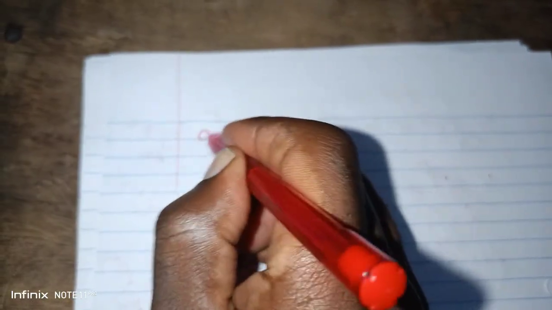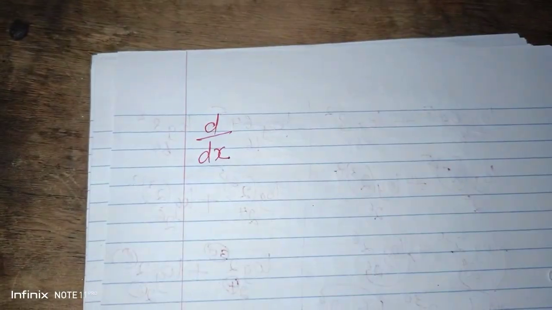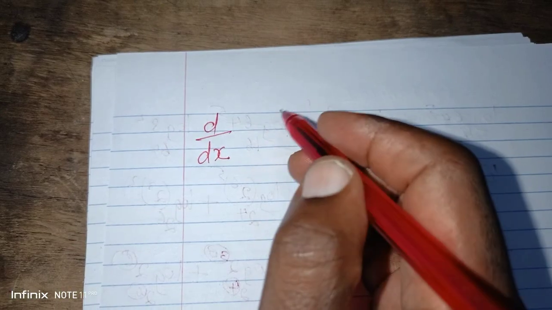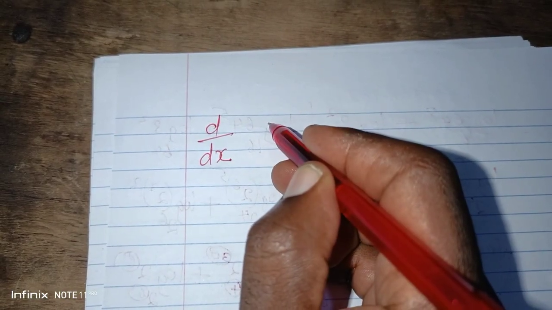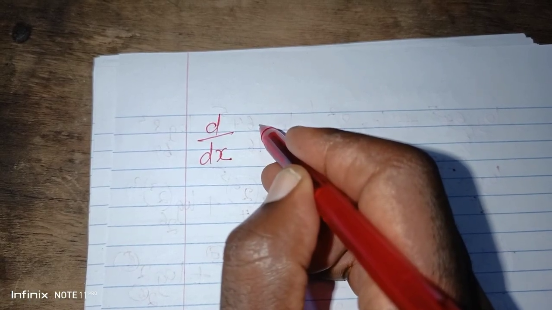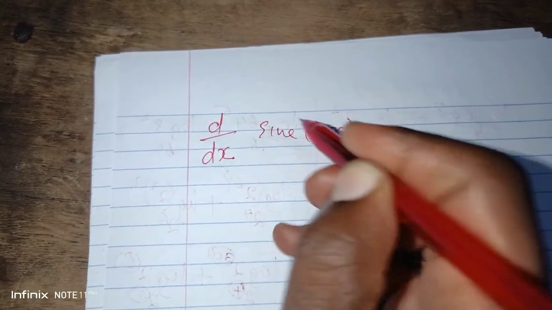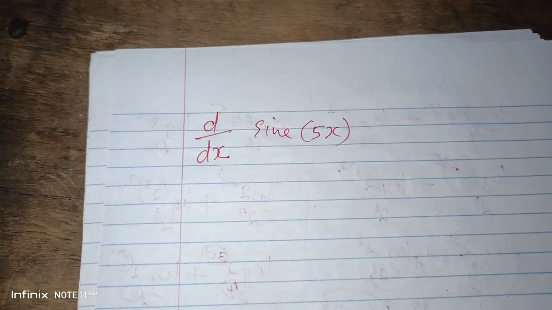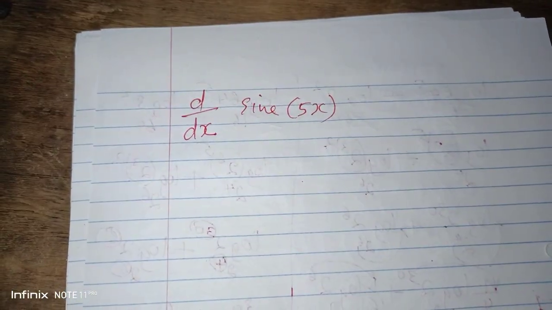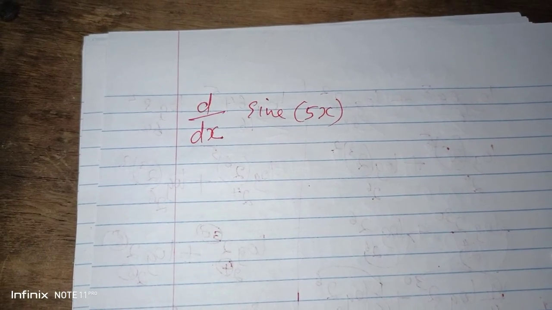So I'm told that I need to get the d dx, the derivative of this function. And I think what you need to know is this. If given a function like find the d dx of sine 5x, you don't need to start crying. This is a very simple question because the chain rule can help us get this question very easily without even any struggling.